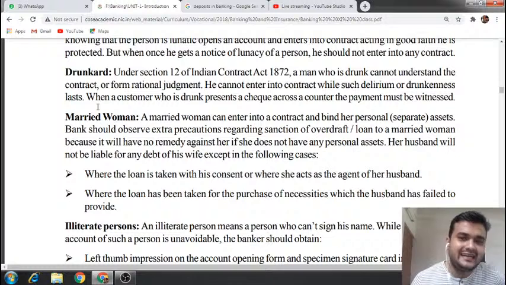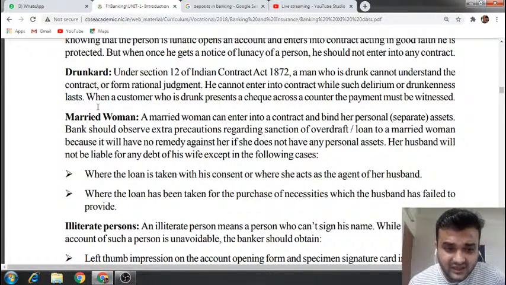Married women can enter into a contract. There's nothing as such, because if married women are 18 and above, they can enter into a contract. That married woman will be treated as an individual person. Her husband's property, neither the account, nothing will be attached.